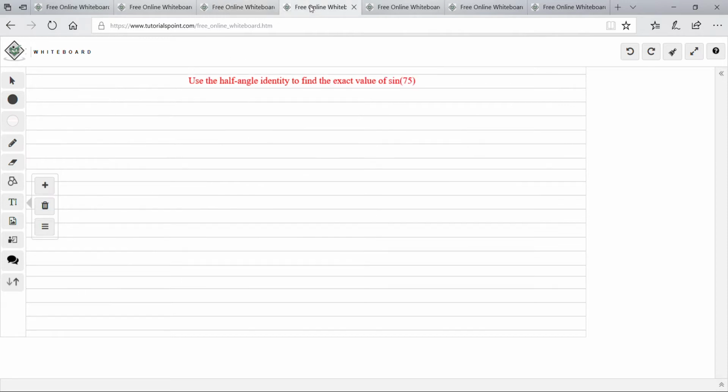Use the half-angle identity to find the exact value of sine 75 degrees. So the sine of... I will not use sine 75. I'll use x equals 150, since 150 over 2 is 75. So our x is the value 150, so remember that.